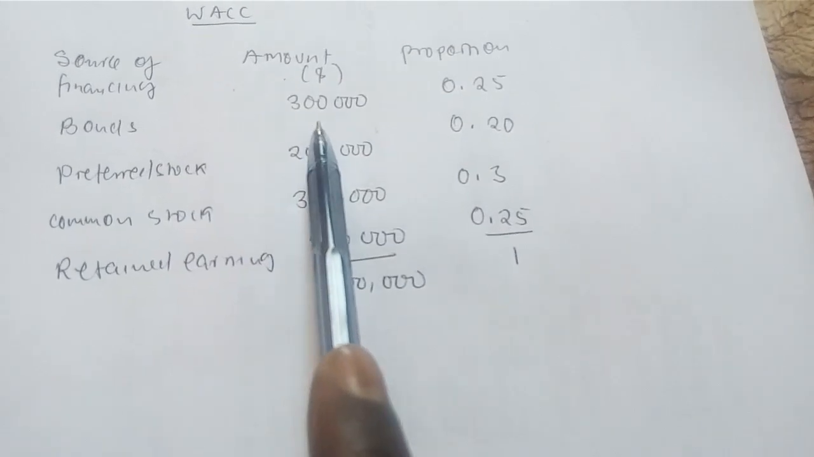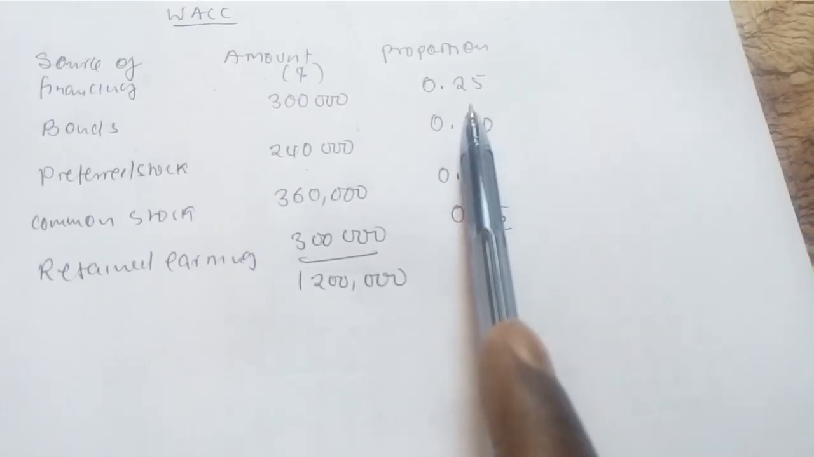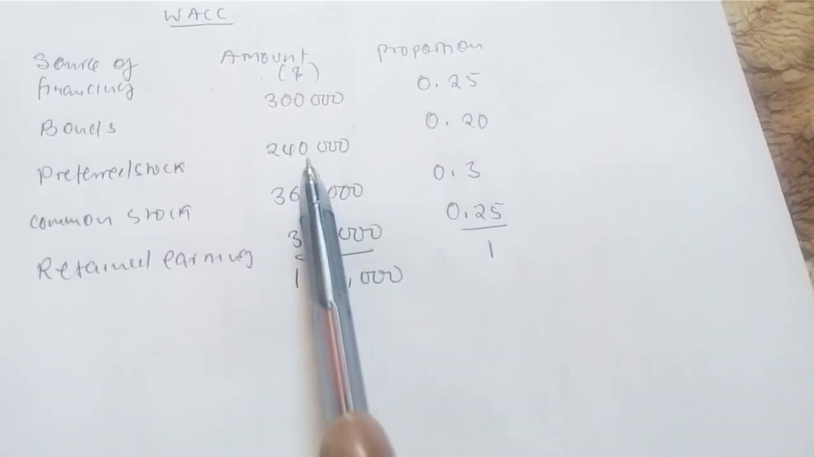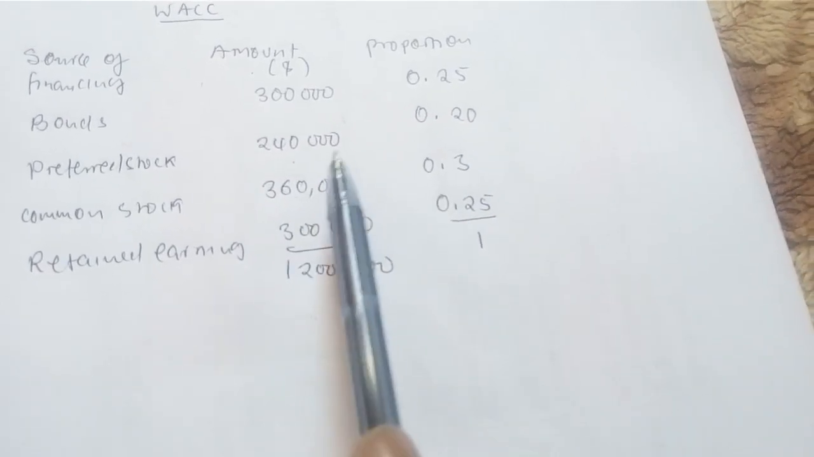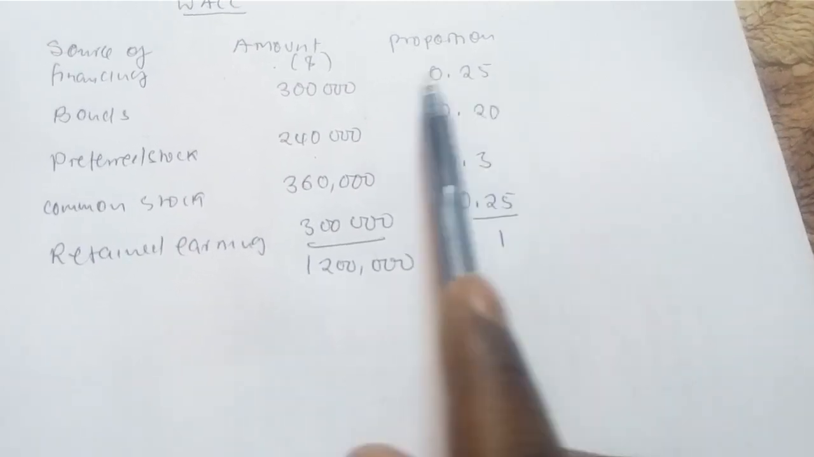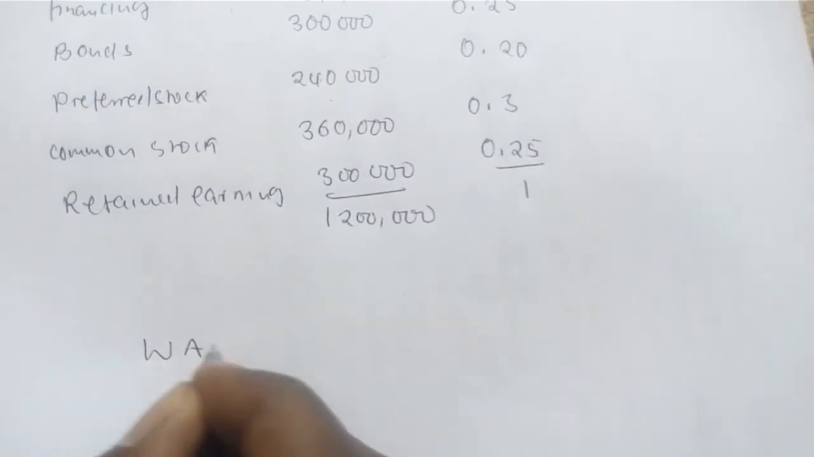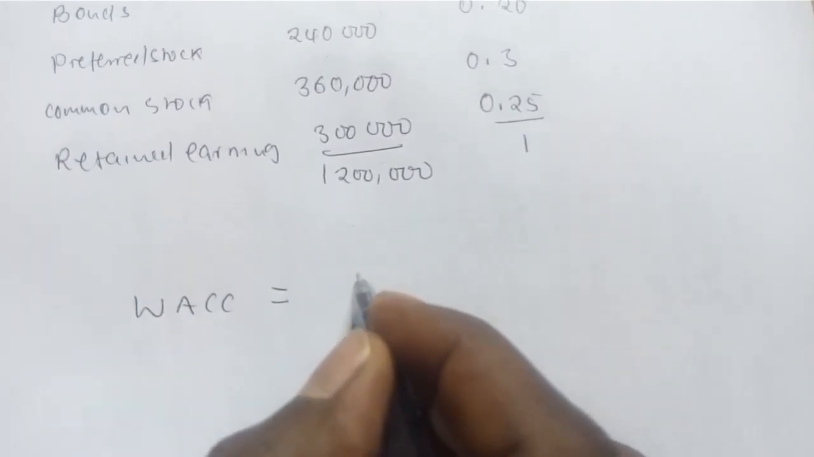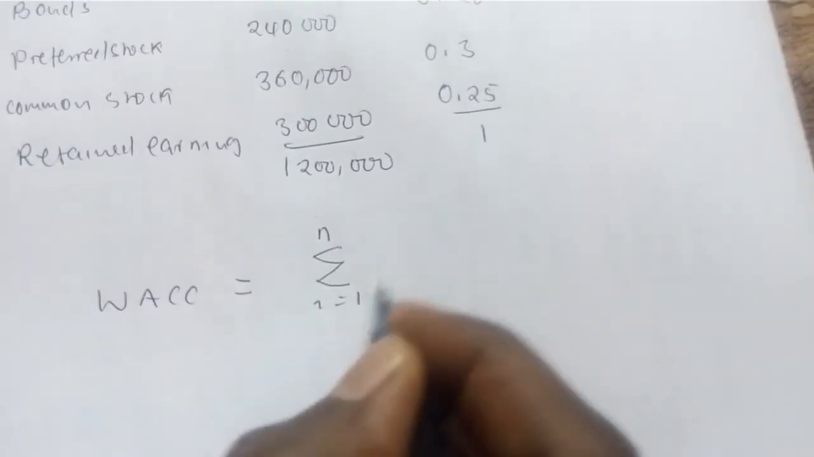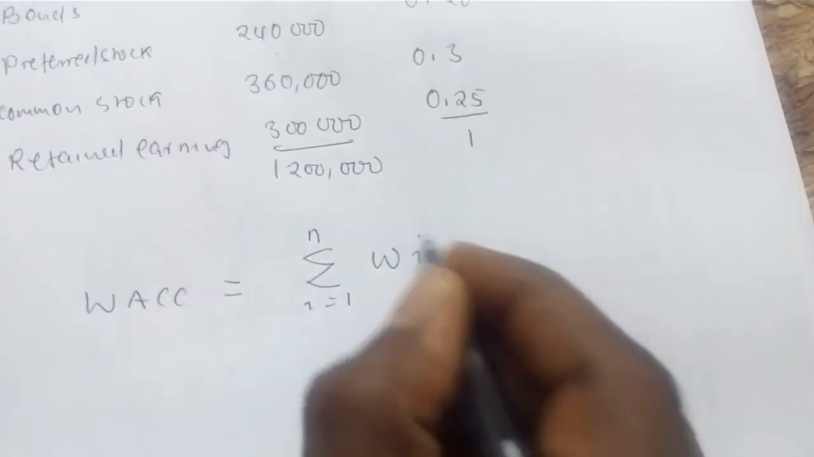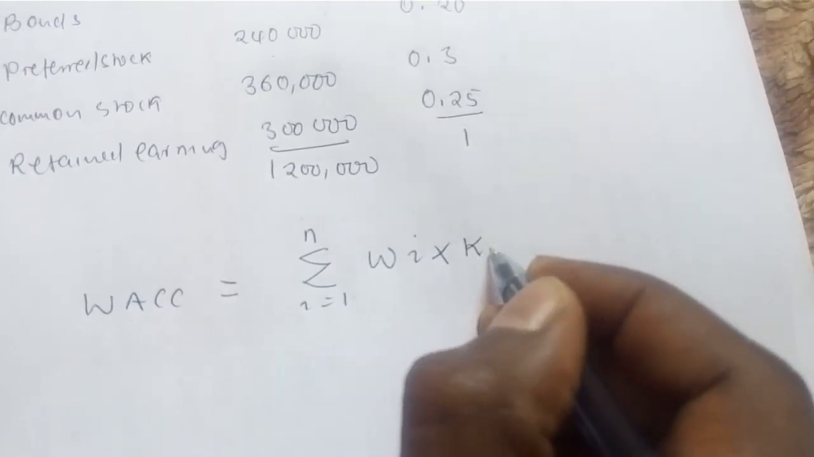So in this case, we have $300,000 over 1,200,000. It gives us this 0.25. Similarly, we do the same, 240,000 divided by the total, we get that. And similarly to these two. Having known the weights, then we have to find the weighted average cost of capital using this simple formula, which is simply the summation of the individual weights multiplied by the costs.